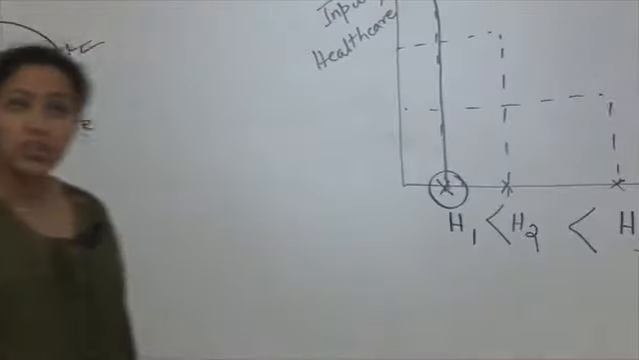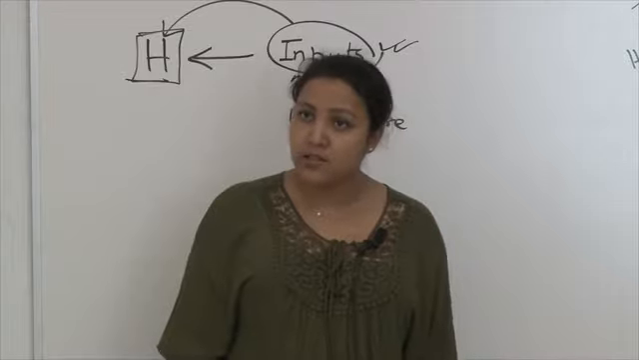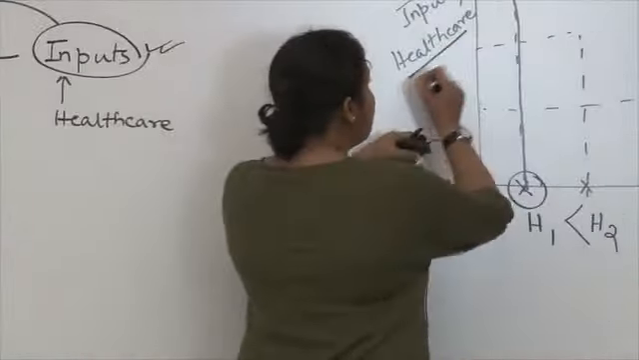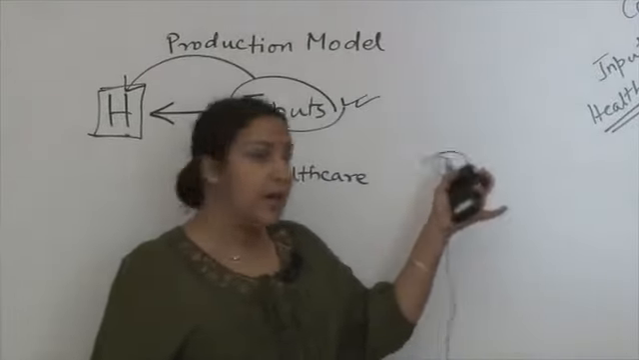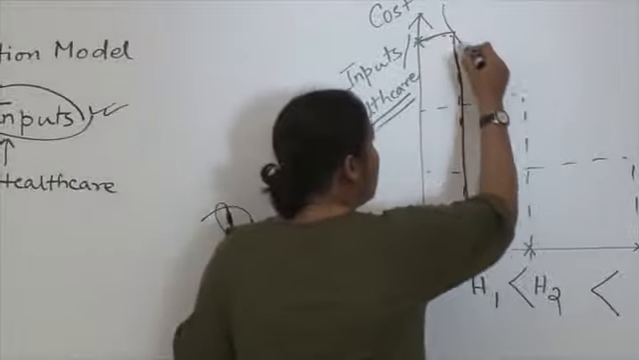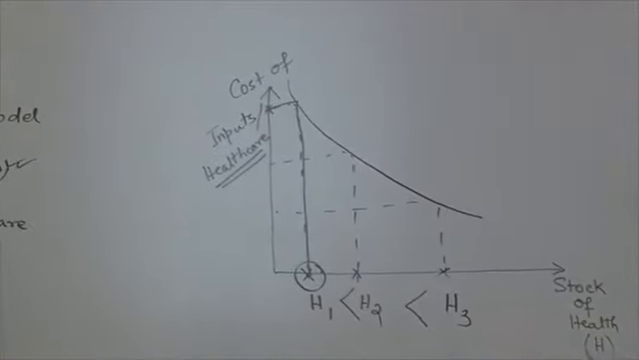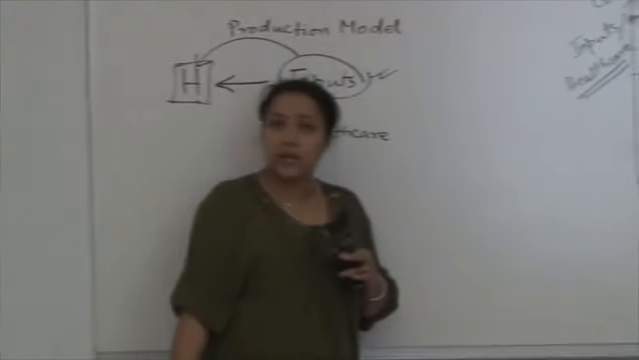Now, does that concept sound similar to you? You have heard about that? So what are we talking about? We are talking about diminishing marginal benefit, or diminishing marginal returns, isn't it? So health care is just like any other consumption good. For healthcare, you also have diminishing marginal benefit. That means if I draw the marginal benefit curve for healthcare, it is going to be a downward sloping line.